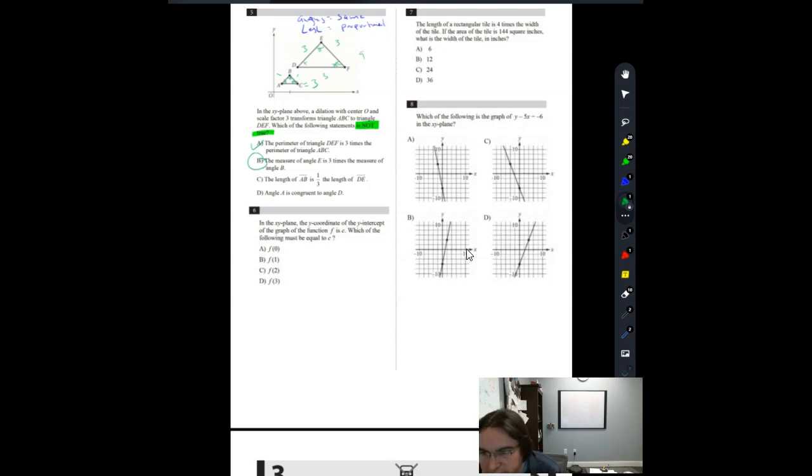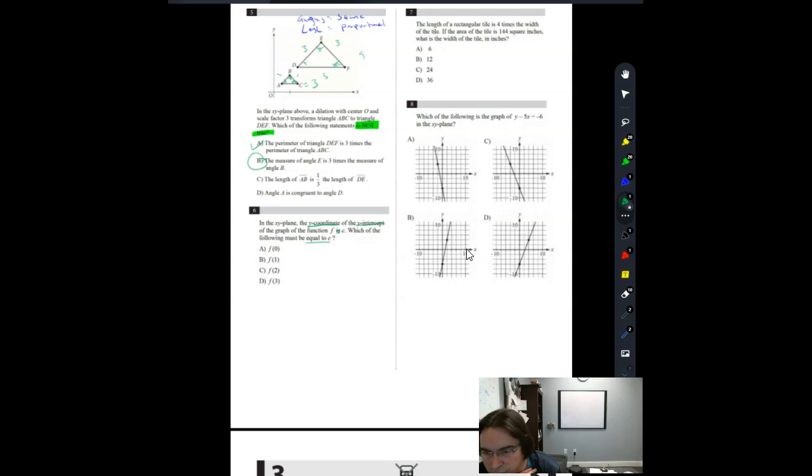Okay, number 6. In the xy plane, the y coordinate of the y-intercept of the graph of function f is c. Which of the following must be equal to c? Okay, let me think about this for a second. The y coordinate of the y-intercept of the graph of the function is c. So if we're saying the function is c, which of the following must be equal to c?